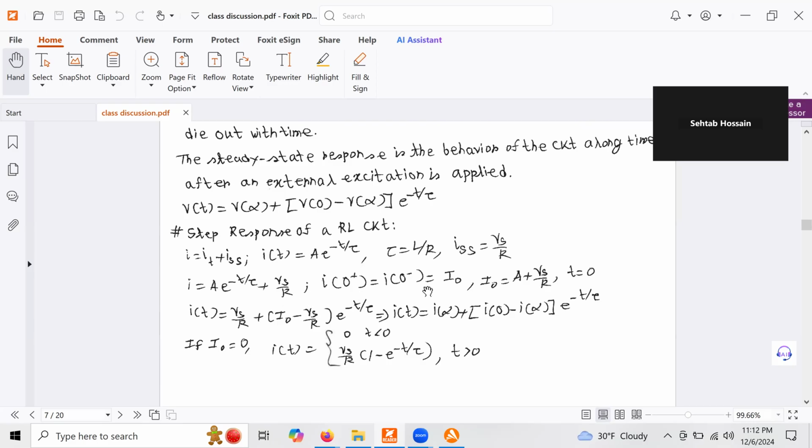We also have the initial current for the RL circuit. If we solve for that, when t equals 0, then I0 will be equal to A plus Vs over R. Then our total expression will be just like this: Vs over R plus I0 minus Vs over R. So I0 is our initial response, and Vs over R, what is this response actually? This is the steady state response.